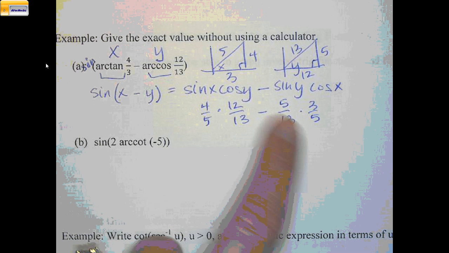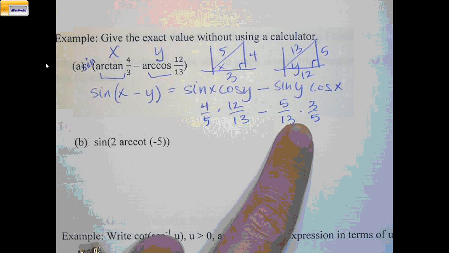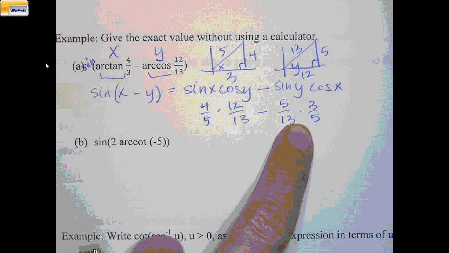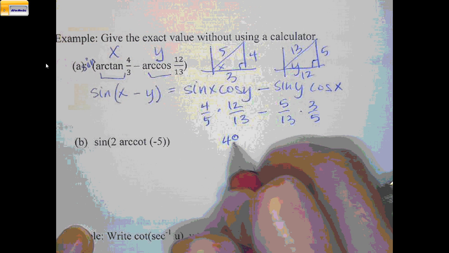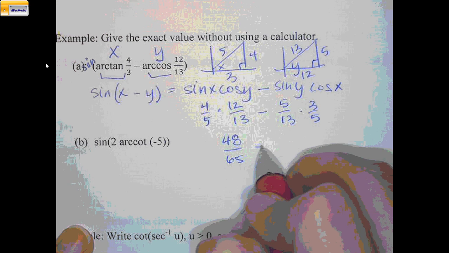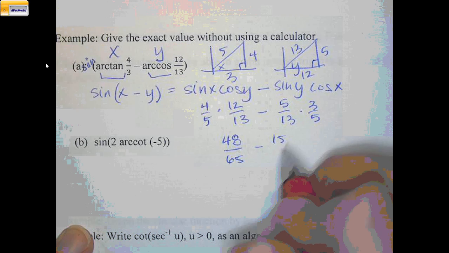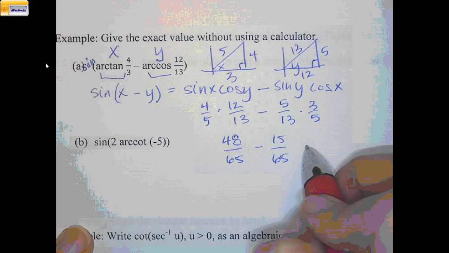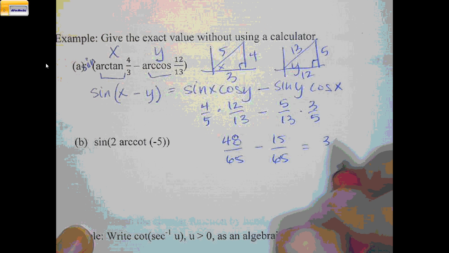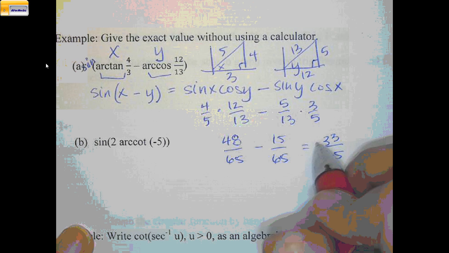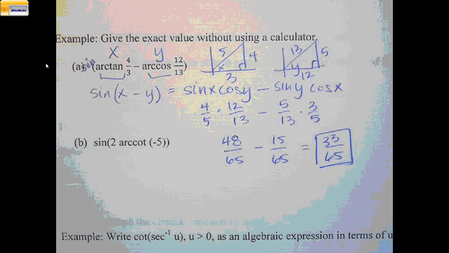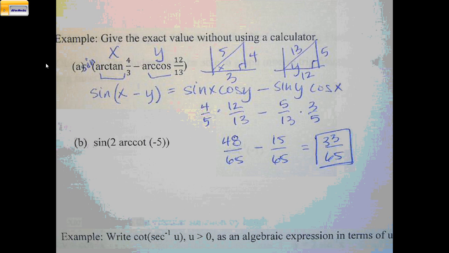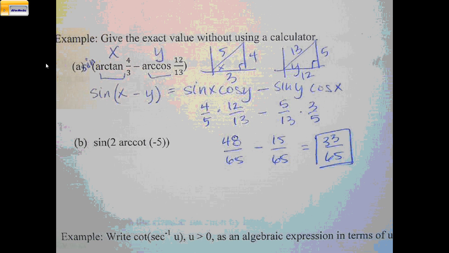Please don't cancel out these 5s. You can, but you're going to be sad. You want common denominators. So 4 times 12 is 48. 5 times 13 is 65. Minus 5 times 3 is 15. 13 times 5 is 65. And because they're common denominators, you just saved yourself some time. 33/65 is your answer. Questions on letter A.